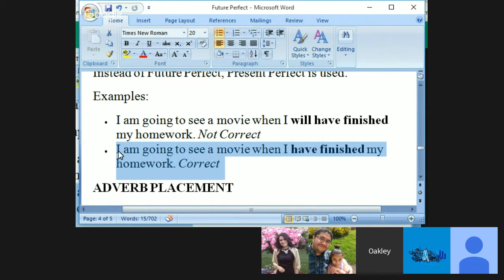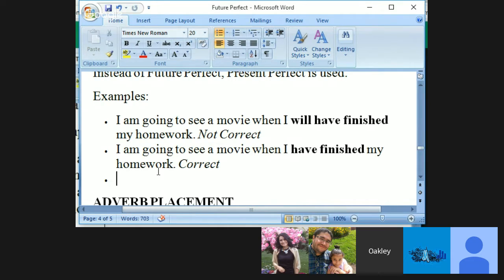Okay. I am going to see a movie. All right. So, where's the future perfect in it? What? There is no future perfect in this sentence. It's not possible. Can I use future perfect with the present perfect? Okay, let me think about that. Not really. Okay, I think so. Wait a minute. I will have.